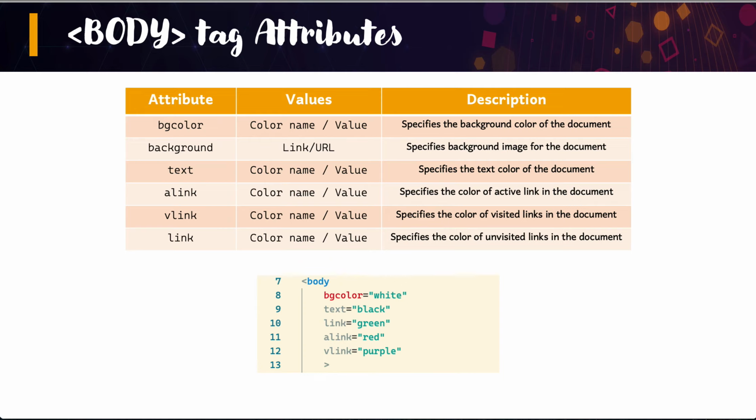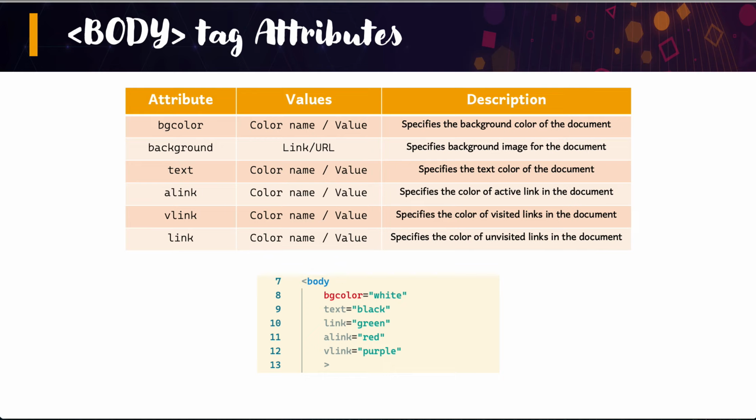And finally, the A-link attribute indicates the color of the active link. What is an active link? An active link is one which is currently under the mouse. Typically, this is shown in blue color, and so is link. Link and A-link by default are shown in blue color. Of course, we can change the styles using these attributes in the body tag.